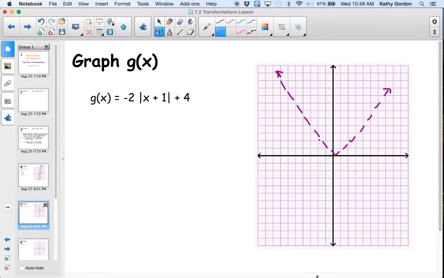Okay? Oh, that one goes up more than the other. That's okay. What do you think? Do you agree with that? Is that what the parent looks like? So again, she shows a couple of points here that she knew would be on it. 2, 2, negative 2, 2.